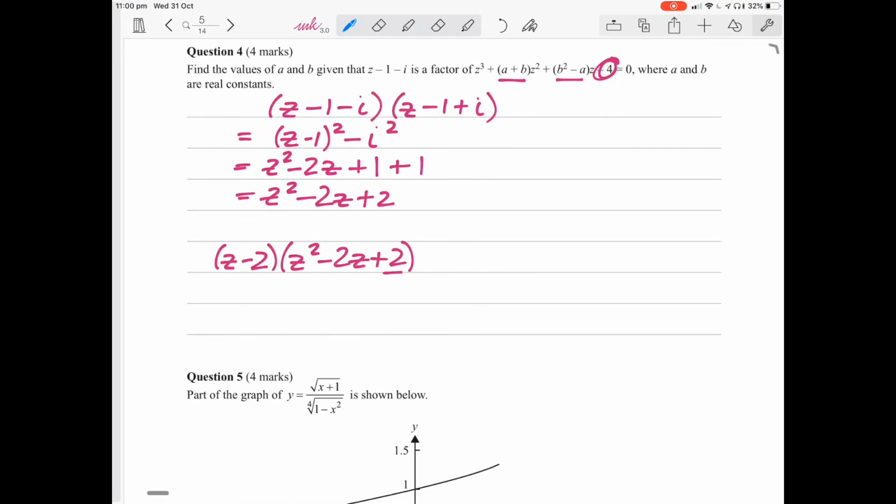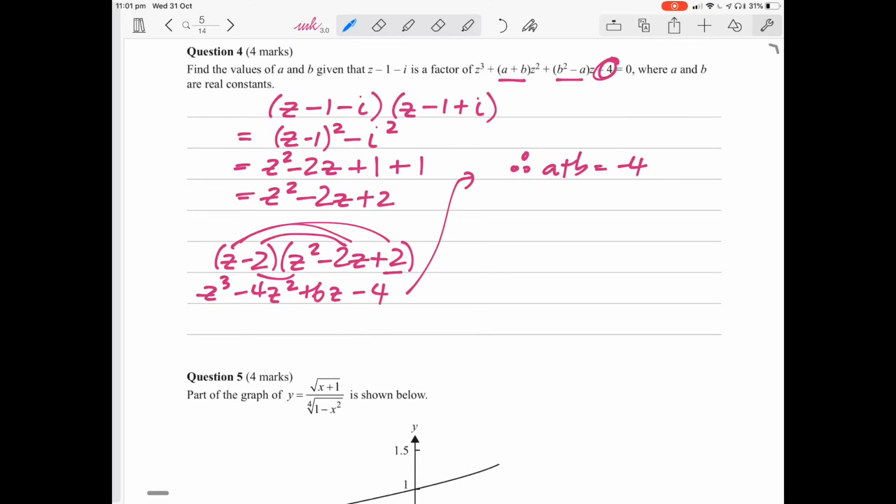So if we expand it out, we get z cubed minus 2z squared minus 2z squared, minus 4z squared. And then we're going to have plus 4z plus 2z, which is plus 6z, and then minus 4. So therefore, a plus b has to equal negative 4, and b squared minus a has to equal 6.